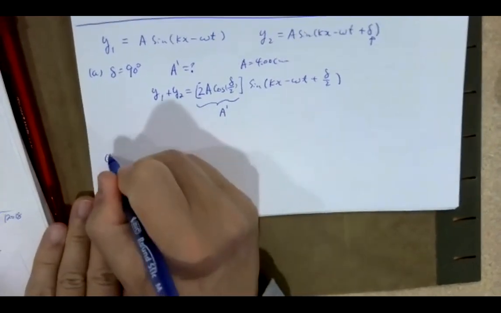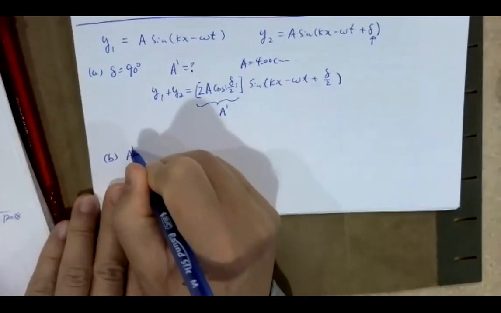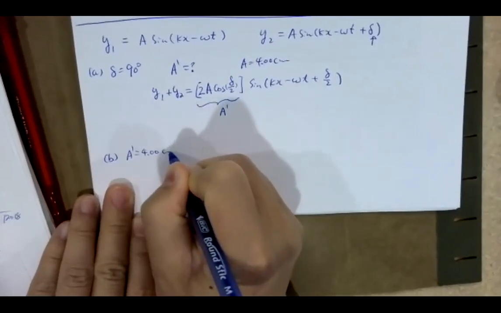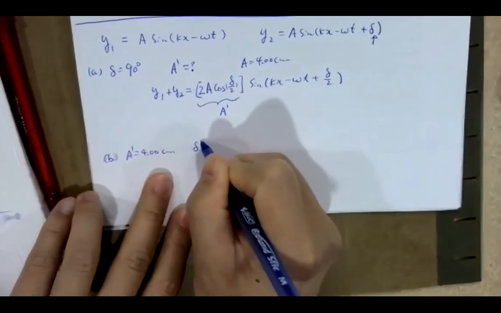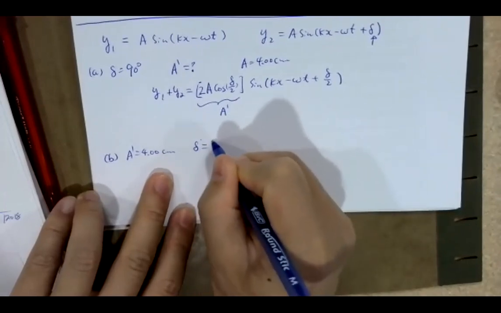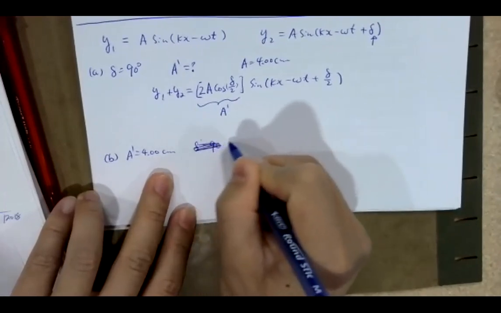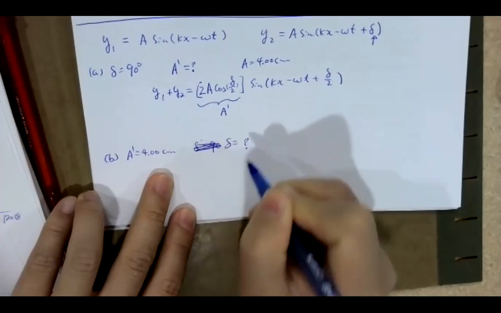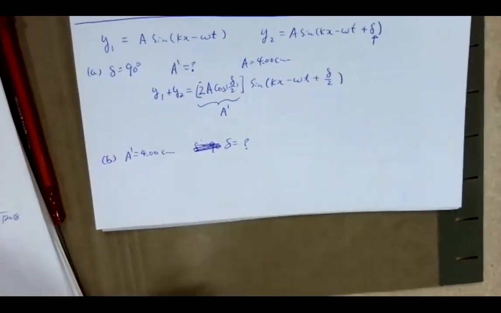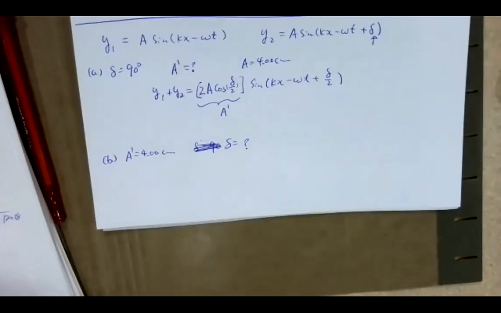And then in part B, it's asking you, what if your A prime is 4.0 centimeter, then what would be this delta? Looking for the delta. So that's basically the problem, how you understand the problem.